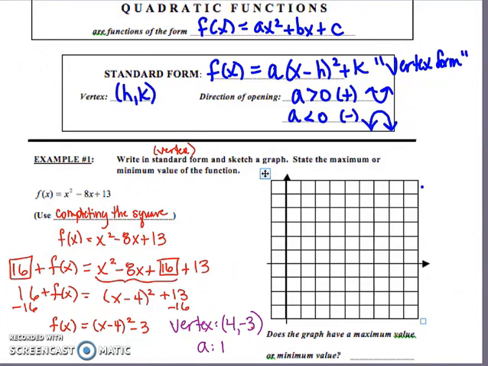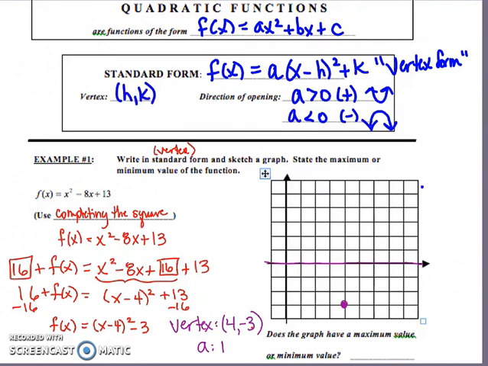So I'm going to start by plotting my vertex. My vertex is going to be at positive 4, negative 3. So here's my x-axis right here. I'm just going to darken that a bit, and there's my y-axis. So my vertex would be at 4, -3, which is right there.